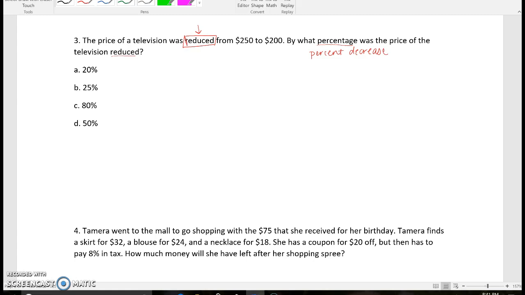And since I see the keywords from 250 and to 200, I know 250 here is my original. So that means I'm going to do my change, or big minus small, over original equals percent over 100. So if I do that, I have my change, so 250 minus 200 over my original. The from is my original, 250 equals, and I don't know my percentage, so that's my x over 100.